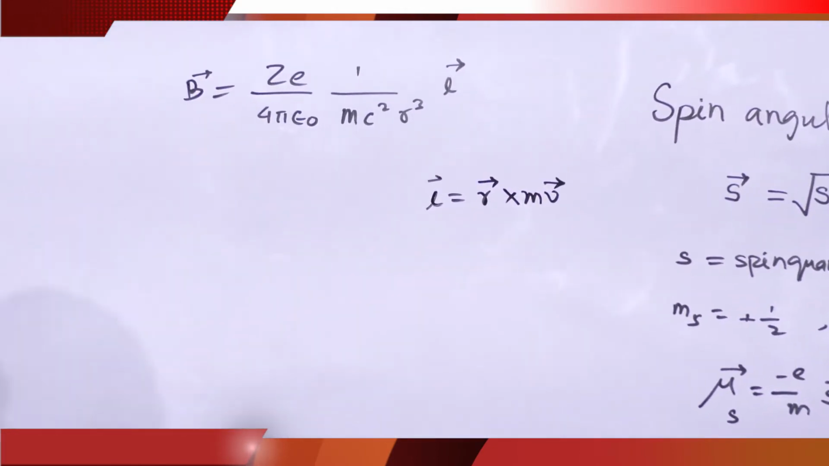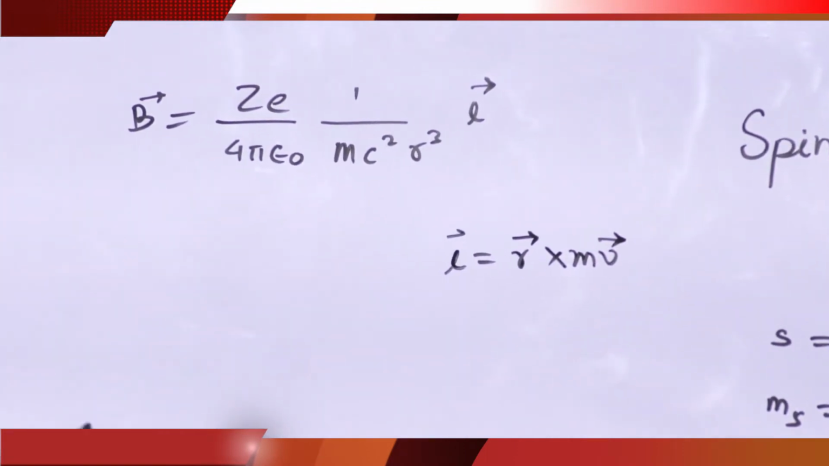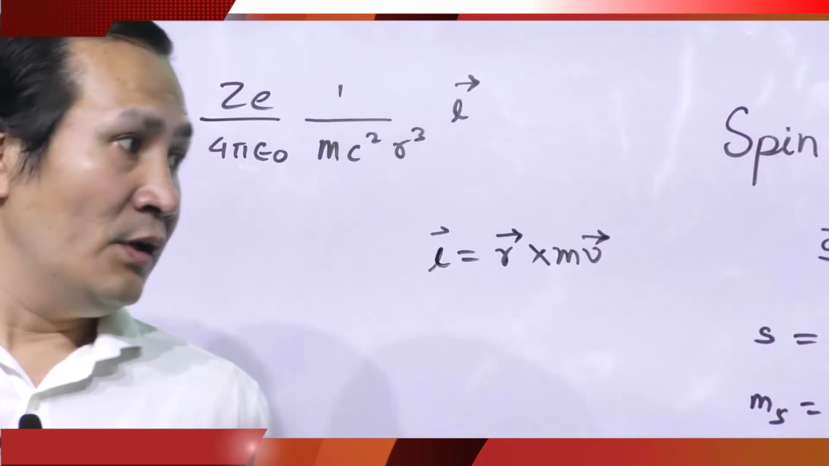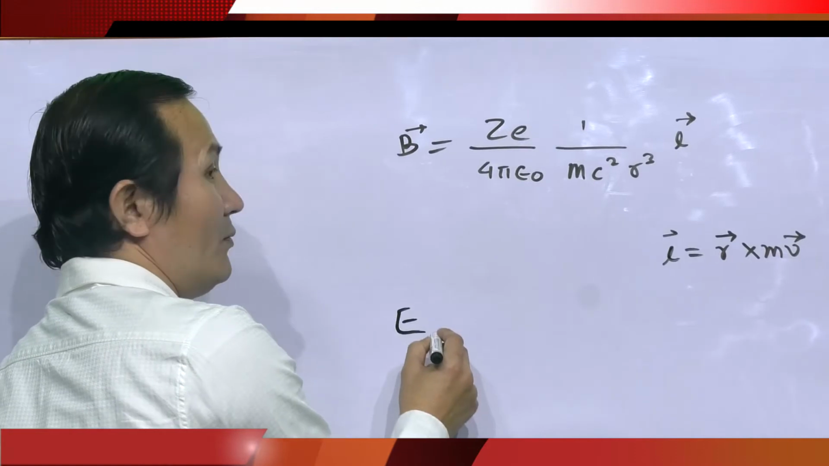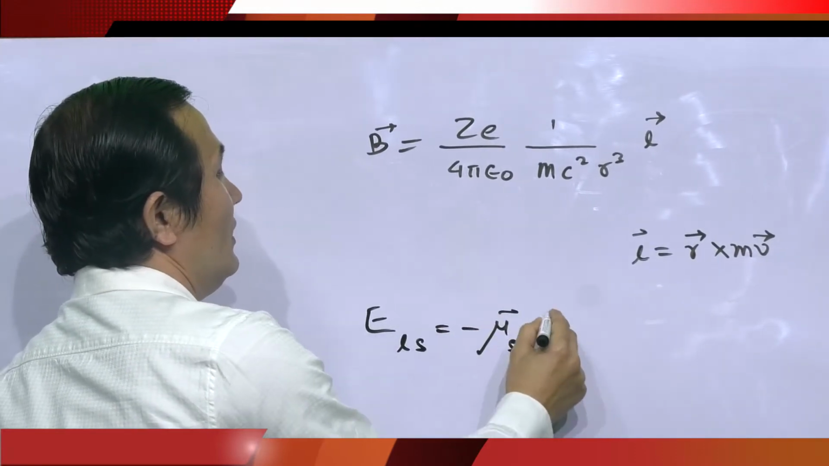This is the one where m is the mass of the electron. Now, the spin orbit interaction energy is E. I have used this symbol E_LS, and it's minus mu_s vector dot B vector.